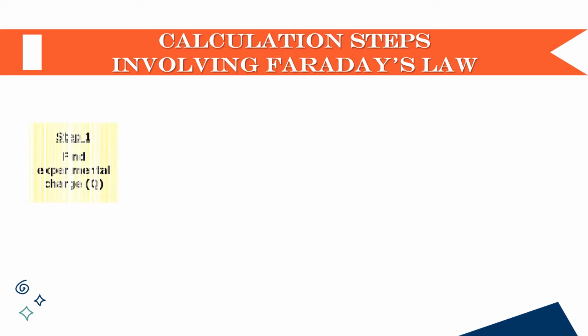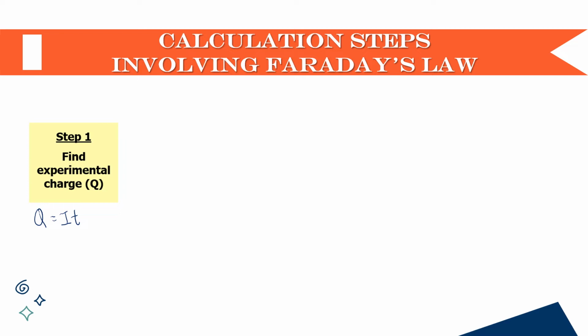Okay, so the first step. First step dekat sini, find experimental charge, Q. So yang ni selalunya kita akan kaitkan dengan Q equals to IT. Okay. Kenapa saya kata dekat sini experimental charge? Sebab yang ni adalah berdasarkan eksperimen. Kalau berdasarkan eksperimen, charge tu akan dikira berdasarkan dia punya how many current flows and how long the time takes for the reaction to occur. Okay, that is the first step.